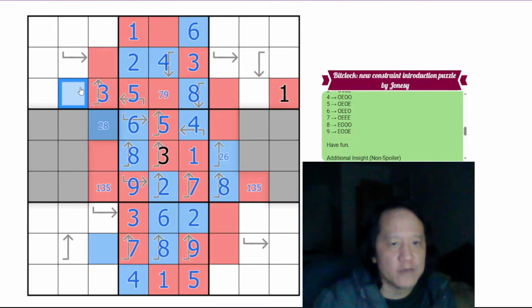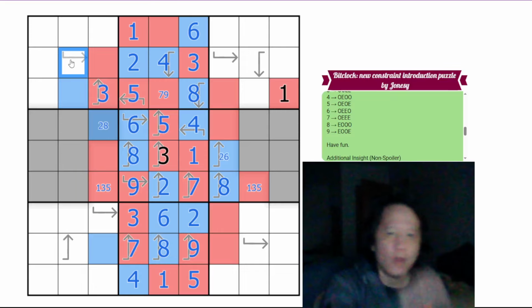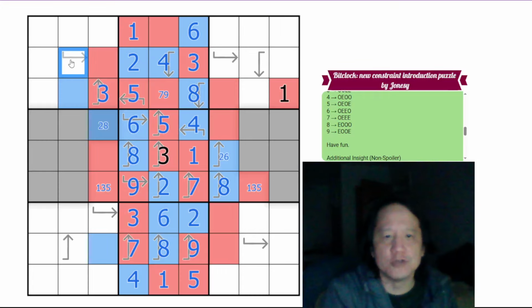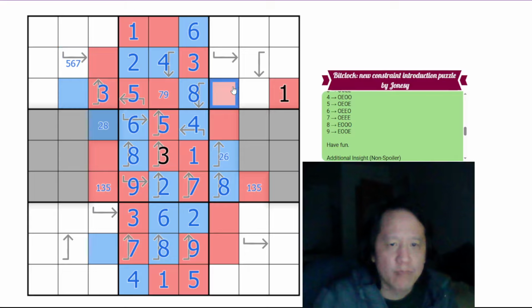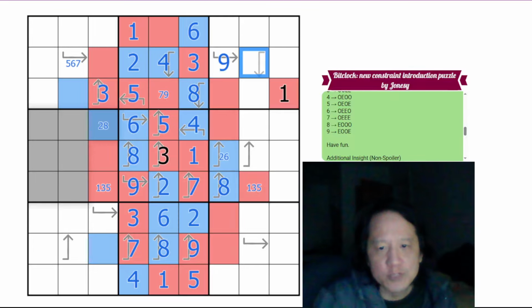We have odd and even. So this must be at least 4. The 4 bit is turned on, so this is 5, 6, or 7. This has neither the 4 or the 2-bit on. Cannot be 8 because of 8 in the column. Can't be 1 because of 1 in the box. So this has to be 9. So this is 9, which means this is on, which is even, and this is on as even.